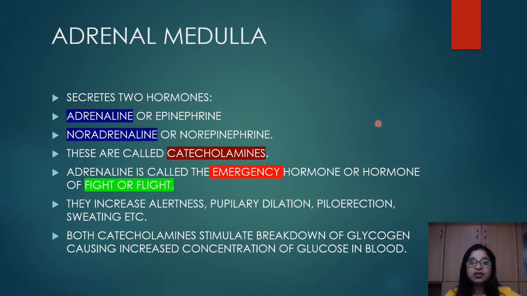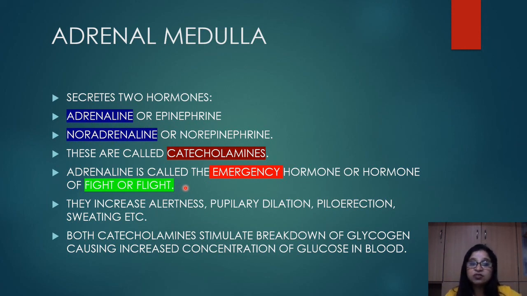The adrenal medulla, so we are talking about the middle portion of the adrenal gland, also secretes two hormones, adrenaline or epinephrine and noradrenaline or norepinephrine. These together, this group, are called catecholamines. Now adrenaline is a very important hormone in our body because it is called the emergency hormone or hormone of fight or flight. Anytime a person is exposed to a stressful situation where you either need to act by fighting or fleeing from the situation, it is this adrenaline which helps you.